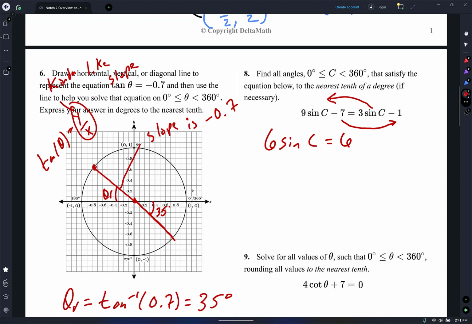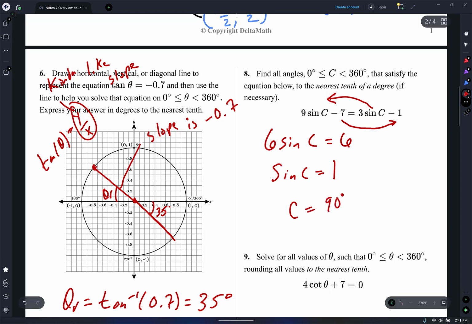I want to get sine c by itself. Divide both sides by 6. So then I have sine c equals 6 divided by 6, which is 1. You don't need a calculator for this one. On the unit circle, between 0 and 360, at what angle is sine 1? Remember, sine is a y value. Not 0 degrees, that's cosine. 90. So you can just go c equals 90.